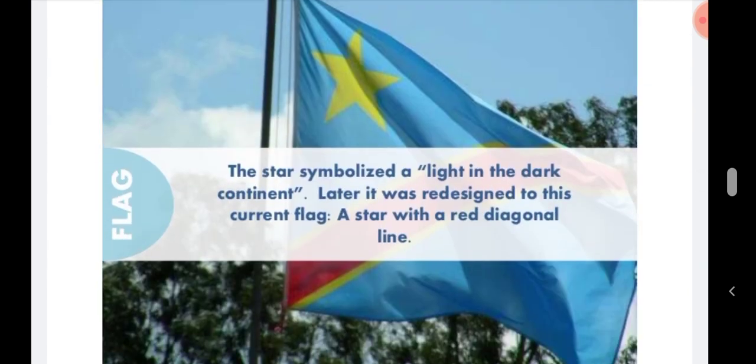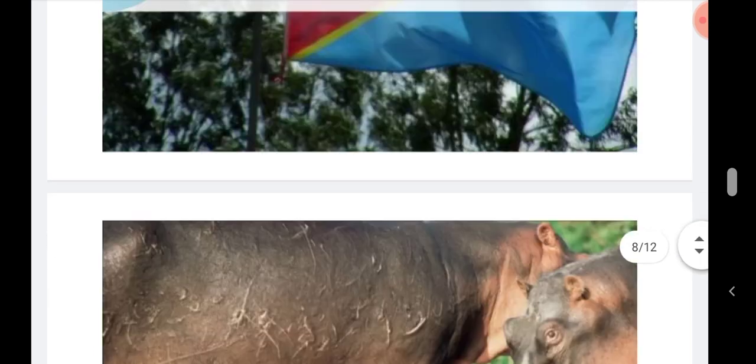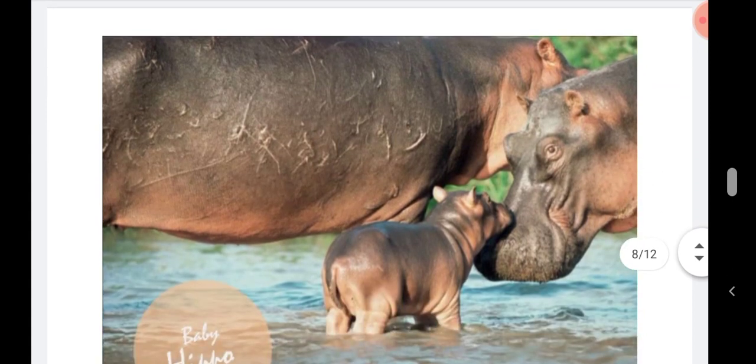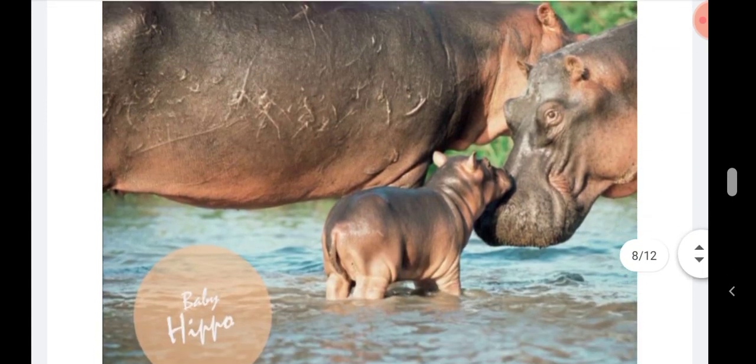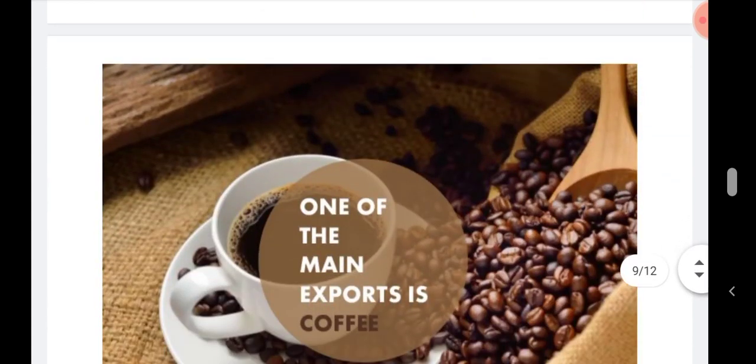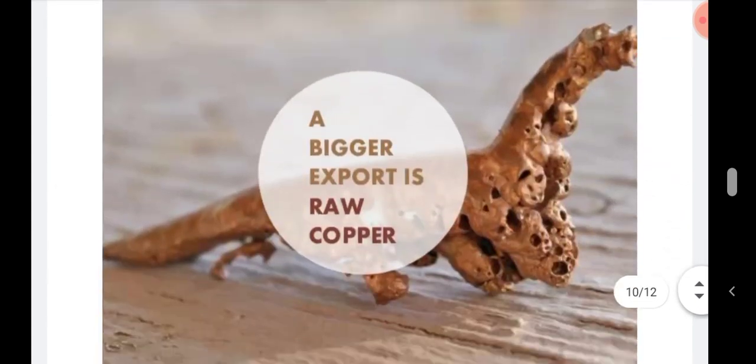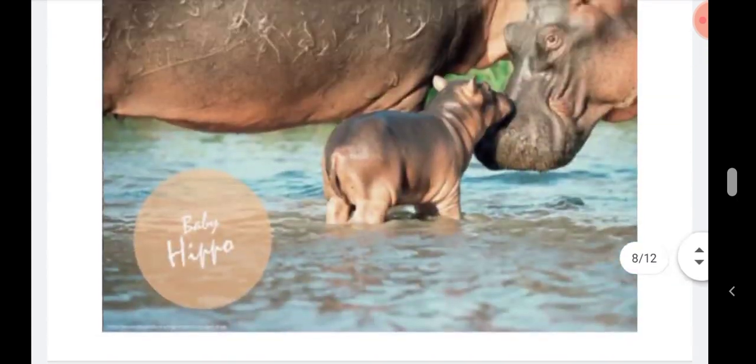Students, you can see this is the flag. The flag symbolized a light in the dark continent. Later it was redesigned to the current flag, a star with a red diagonal line. So this is the flag of the Democratic Republic of the Congo. Students, we will learn about the climate, vegetation and wildlife of the Congo also. One by one we will learn about it.